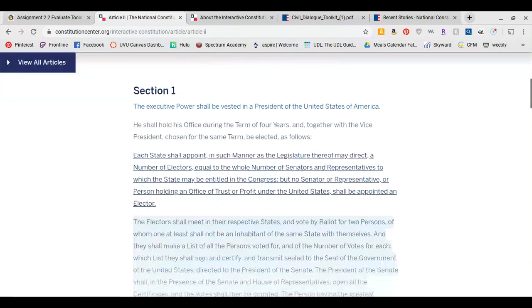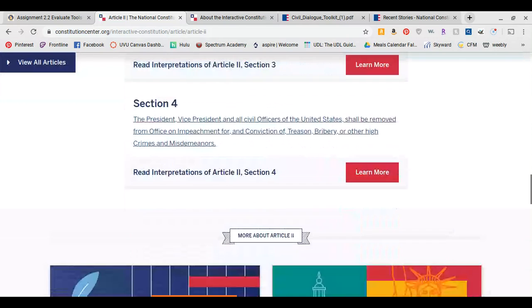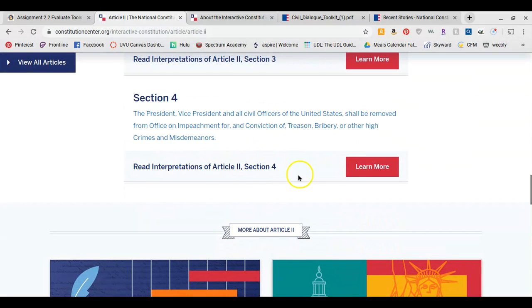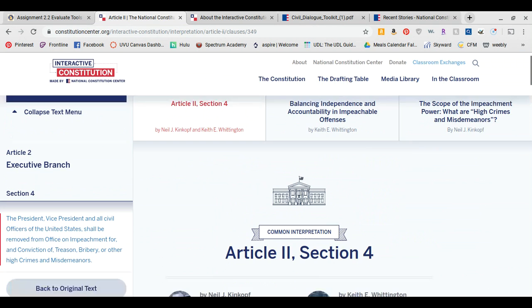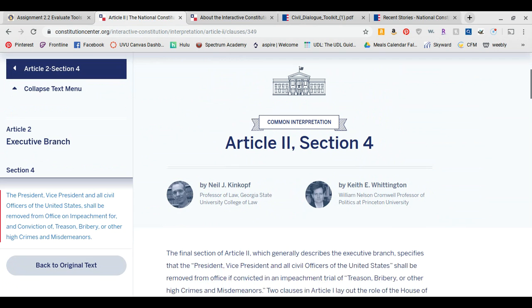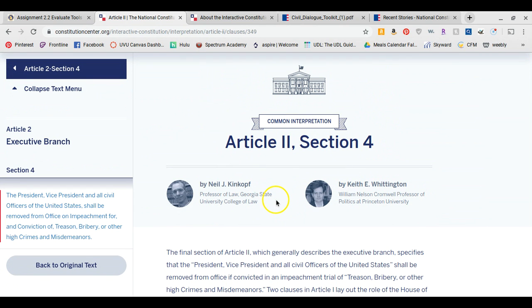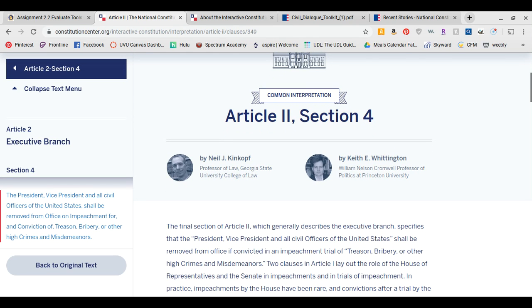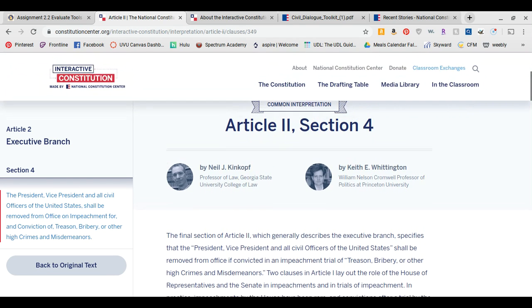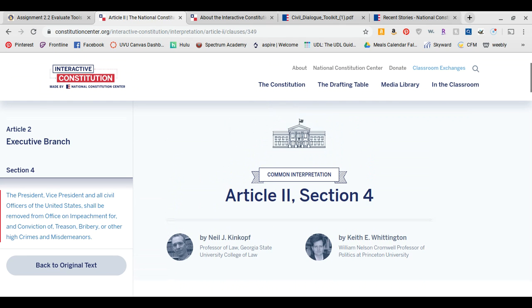Article 2, the executive branch. We scroll down to section number 4. There's the exact wording, and we can click on Read Interpretations of Article 2, Section 4. And that's where we're going to get into some of the scholarly articles. And when we go there, it gives us common interpretations. So these are written by 2 well-known, accredited law professors, and they get together and write a common interpretation of this. So students can start to understand what it's about.